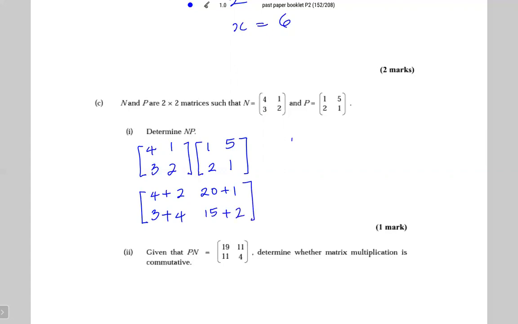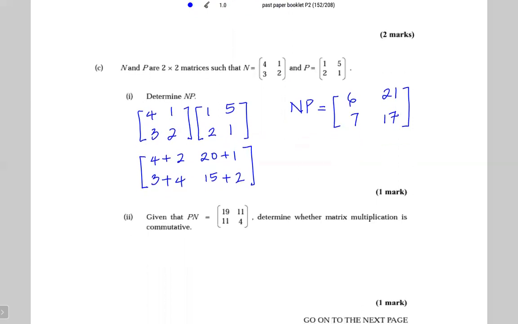So NP would be the matrix 6 here, 7 at the bottom here, 21 here, and 21 here, and 17 here. Thank you, Alia.